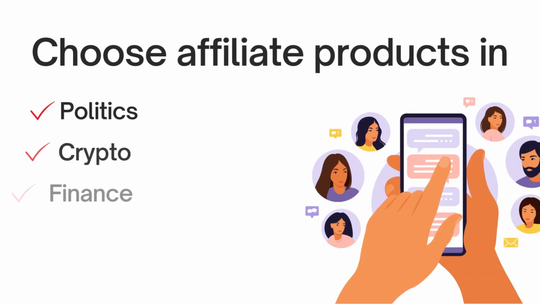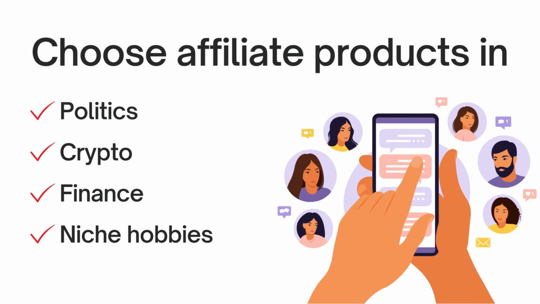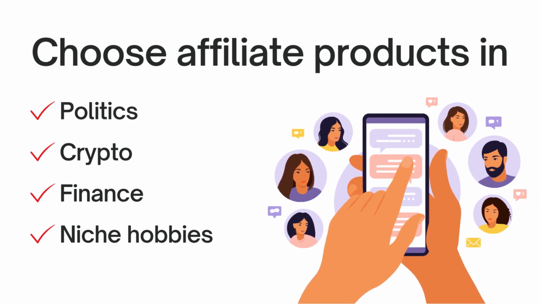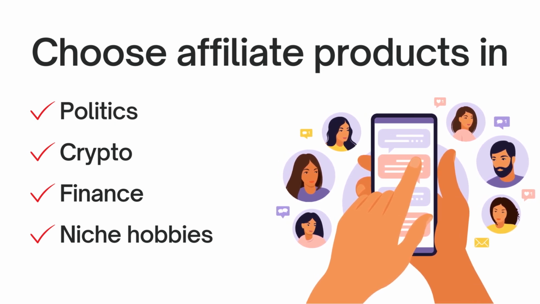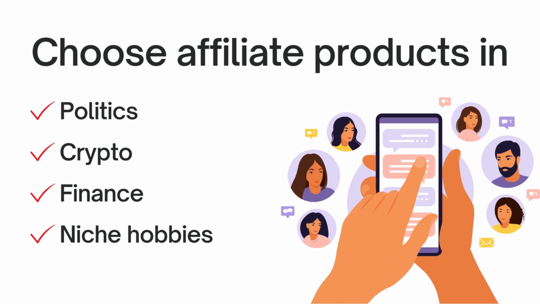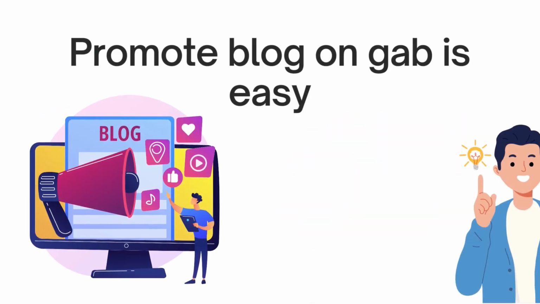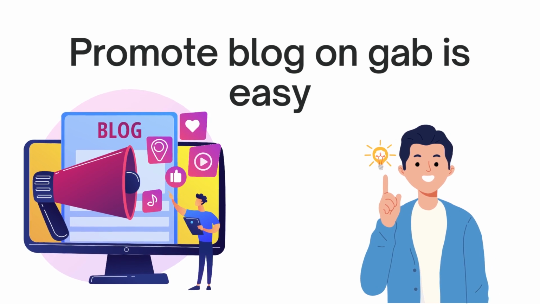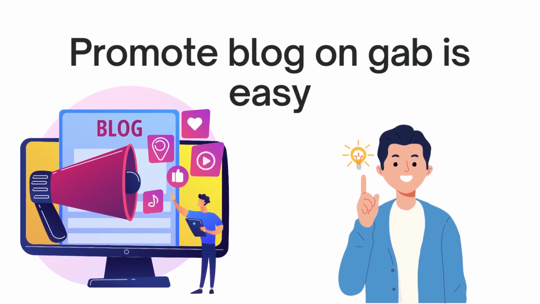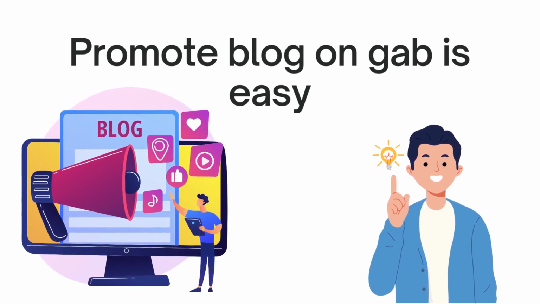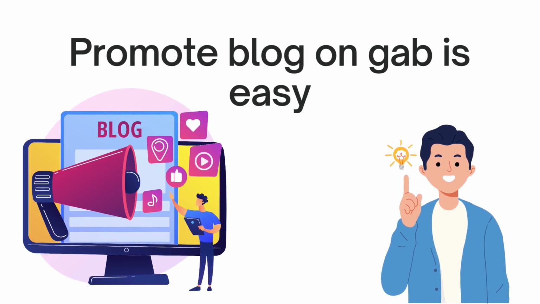You can choose affiliate products that resonate with Gab.com users. Niches like politics, crypto, finance, and niche hobbies like gaming and photography can work wonders. If you have a blog related to politics, news, or finance, it'll be easy to promote affiliate products on your blog. However, if you don't have a blog, we will show how to use Gab.com to promote affiliate URLs.